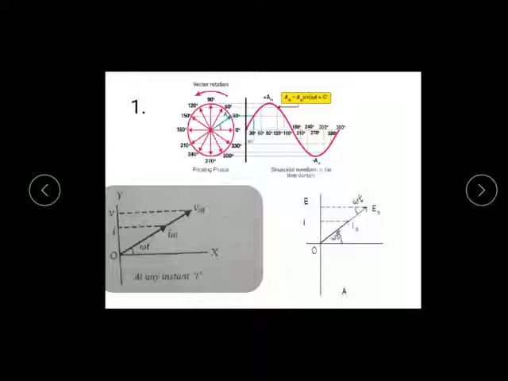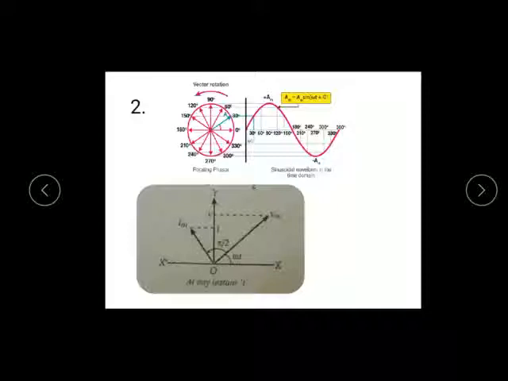So the phasor diagram is represented like this. We have to represent the phasor diagram like this when the AC voltage and AC current are in phase. This length represents the amplitude or the peak value of the AC voltage or AC current, and the projection taken on the y-axis at any instant of time represents the instantaneous value of the AC voltage or AC current. Now let us take one more example.